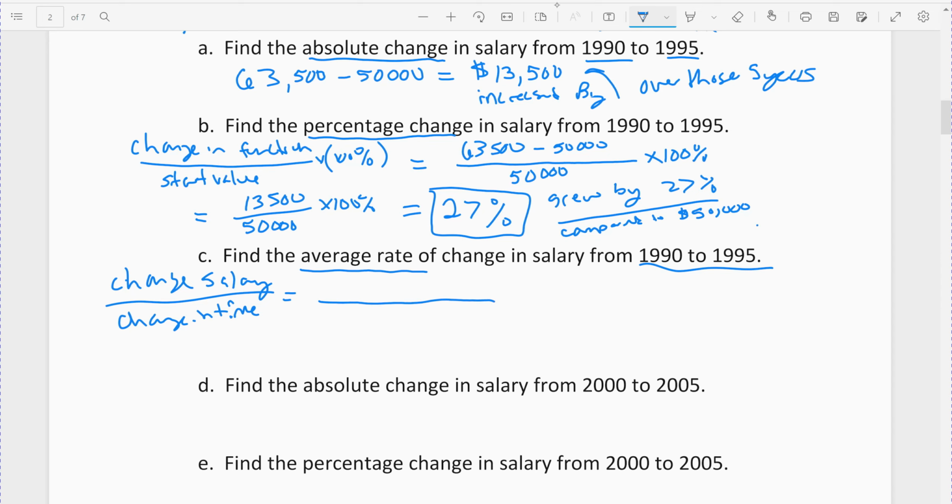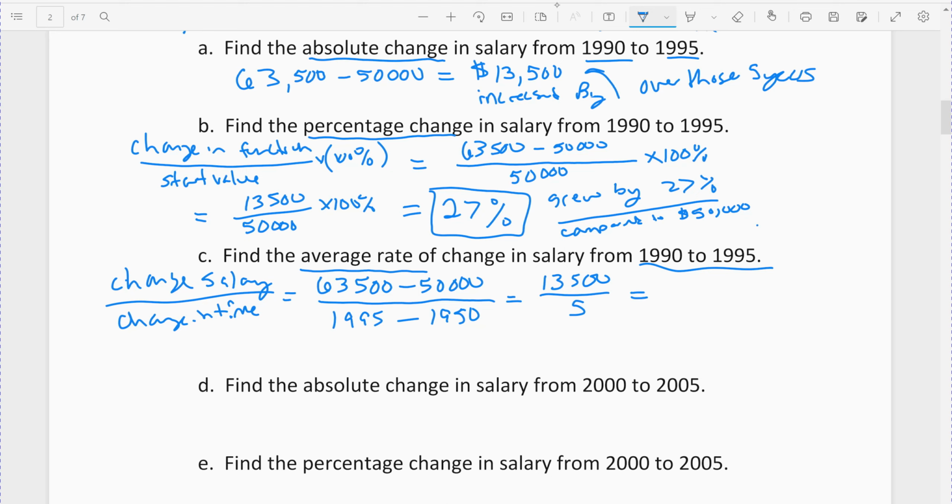Again, I'm going to write it out so you can see it. It'll be the same change that we had up here in part A. So it's the change in the function, 63,500 minus our 50,000, over the time. The time should match, so the 63,500 went with 1995 and the 50,000 went with 1990. So it's 5 years. Over those 5 years, how fast was the salary changing? Up top, the exact change was 13,500. We divide that out over the 5 years.